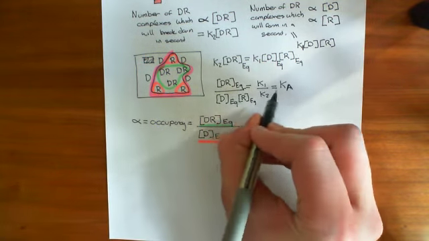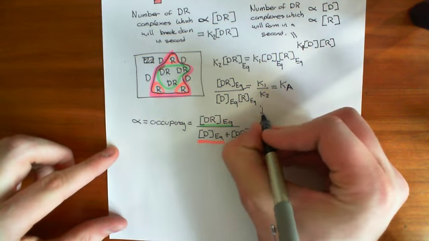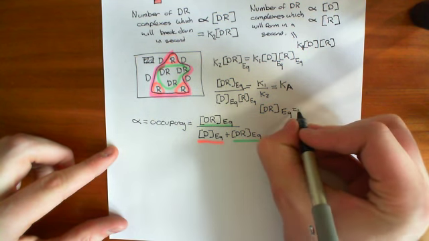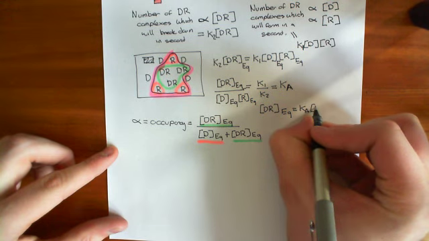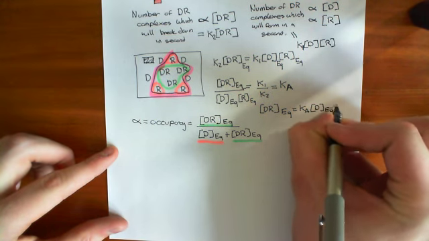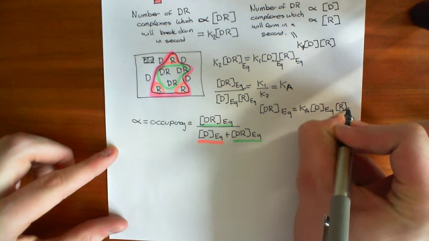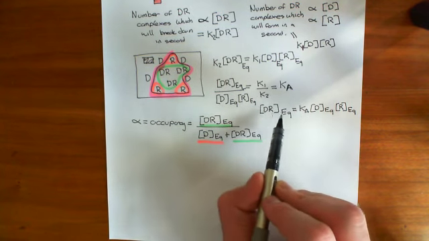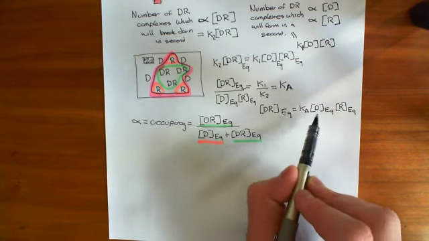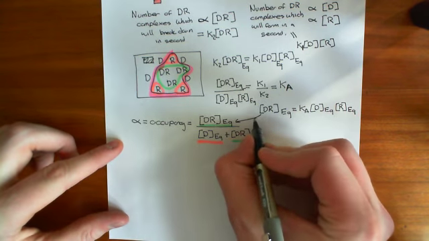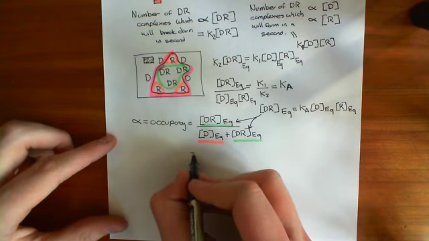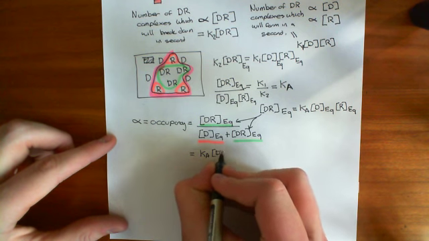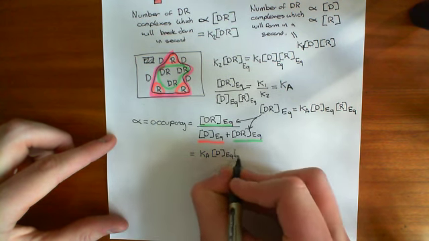Now, we can rearrange this equation here. We can say that the drug receptor complex concentration at equilibrium is equal to the affinity constant times the drug concentration at equilibrium times the receptor concentration at equilibrium. So all I've done is rearrange that equation. I've just taken these two things to the other side, and now I've isolated what this is.